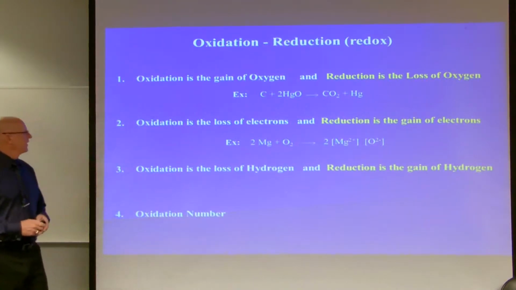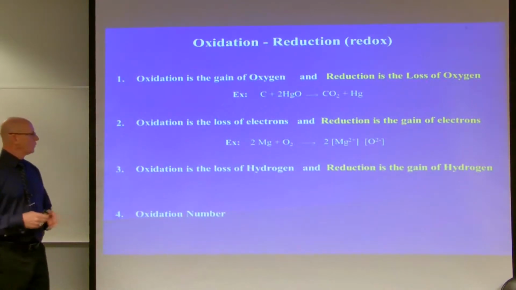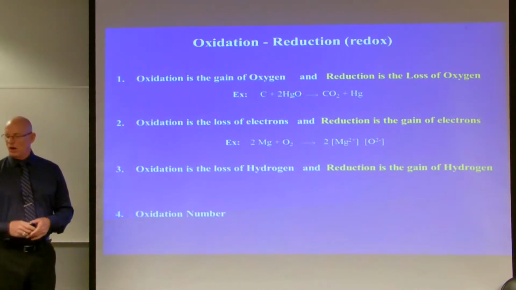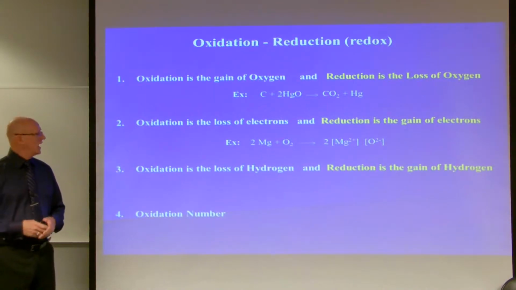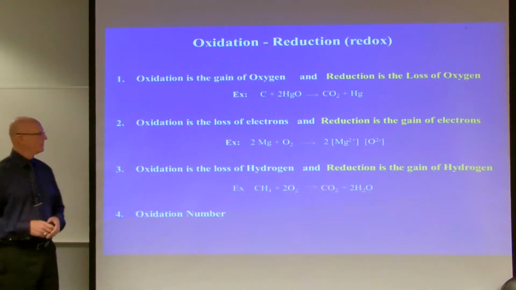Now, to further this, in biochemistry and nutrition biochemistry, we tend to look at hydrogens a little more. It makes it a little easier. So oxidation is the loss of hydrogen, and reduction is the gain of hydrogens. So let me do an example of that.